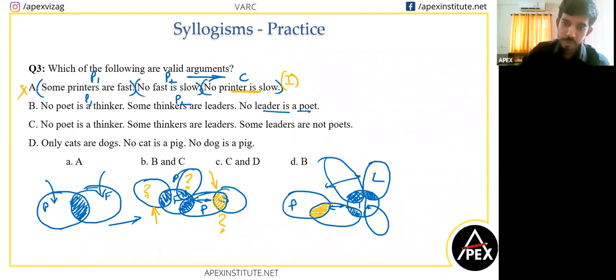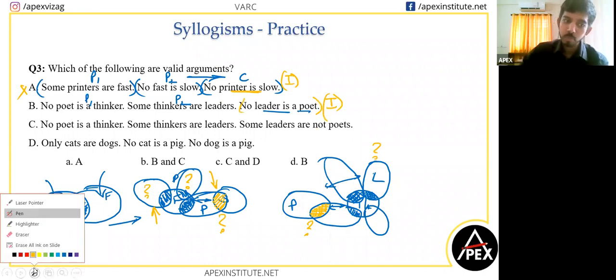Right? And in other situations, there is no leader who is a poet. But we don't know which one of these is true. This can also be true. This can also be true. So again, this is something that we cannot guarantee. It becomes an invalid statement. May be true, may not be true.